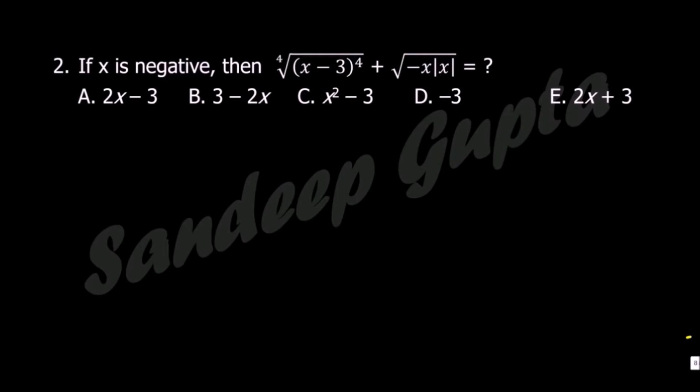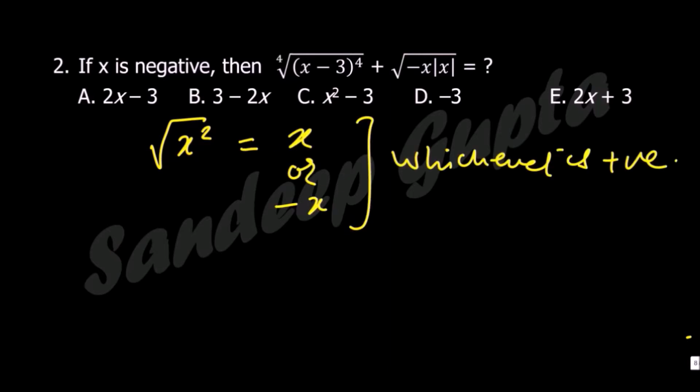Okay, if you're really surprised by the answer, let's understand the answer by algebra. Just remember, the root of x square on the GMAT is x or minus x, whichever is positive. So in this case, when x is negative, then x cannot be my answer because x is negative. So my answer in this case will be minus x.